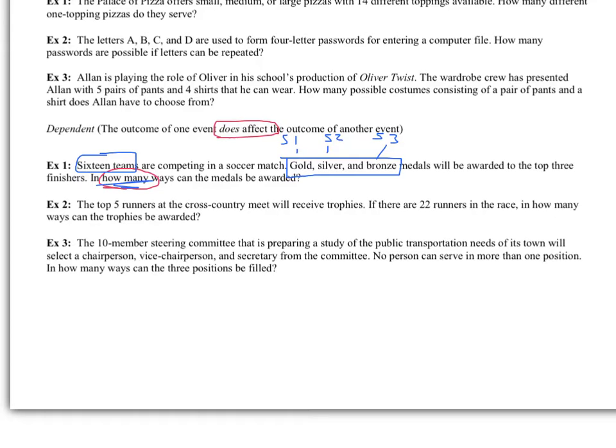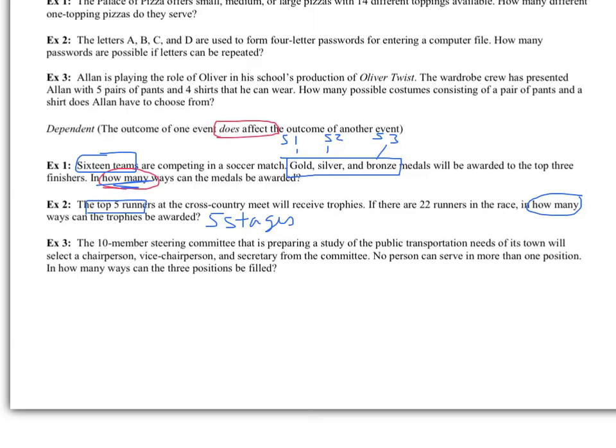Next one says the top 5 runners in the cross-country meet will receive trophies. Okay, if there are 22 runners in the race, how many ways can the trophies be awarded? Again, key there is how many. Now we have the top 5 runners. So we have 5 stages.